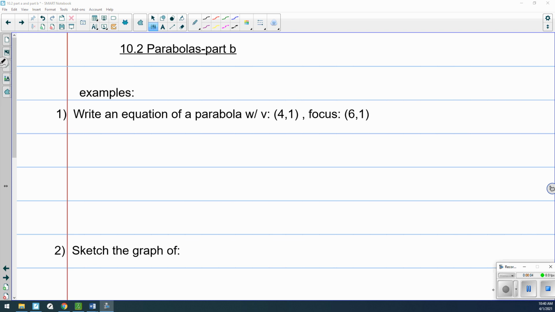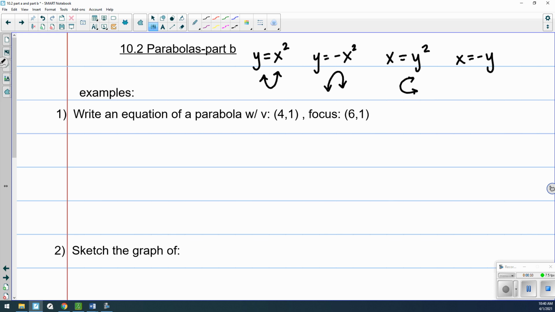Welcome back to parabolas. Remember, there are 4 different orientations for a parabola, and if you don't already have this in your notes, it might be a good idea to jot this down now. If we have y equals x squared, our parabola is going to be opening upward. If we have y equals negative x squared, the parabola opens downward. If you have x equals y squared, our parabola will open to the right. And then the last possibility would be our parabola opening to the left, and that happens when x equals a negative y squared.